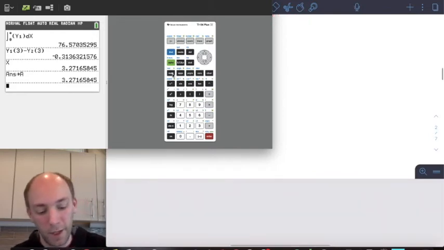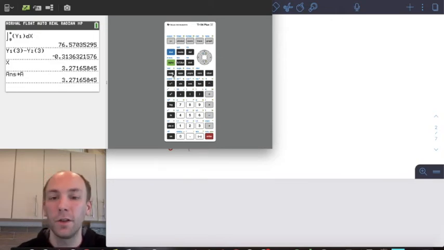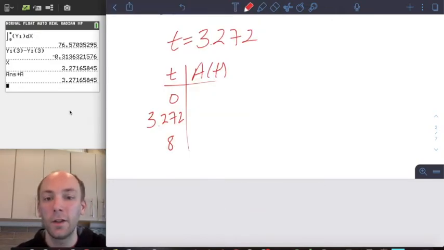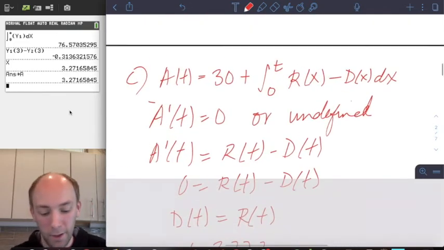Okay, so for the candidate test, we're going to test the endpoints and the critical number. And what we're going to do is plug them into the equation that represents the total amount of water. Okay, so we're going to be plugging them into A of t.